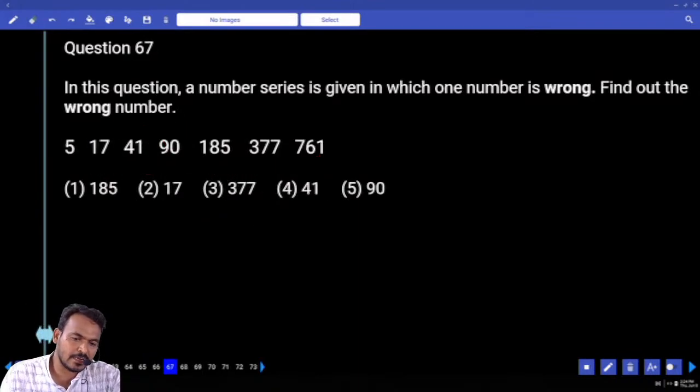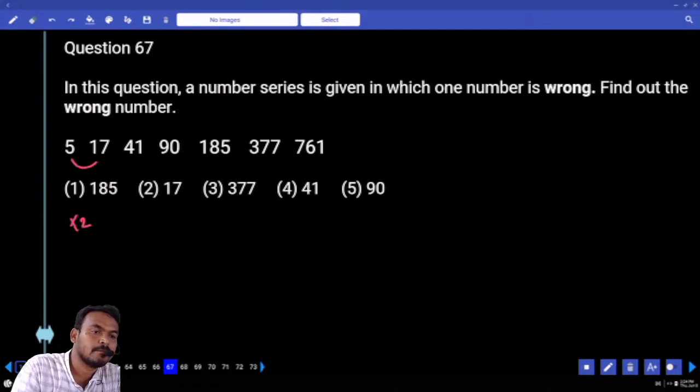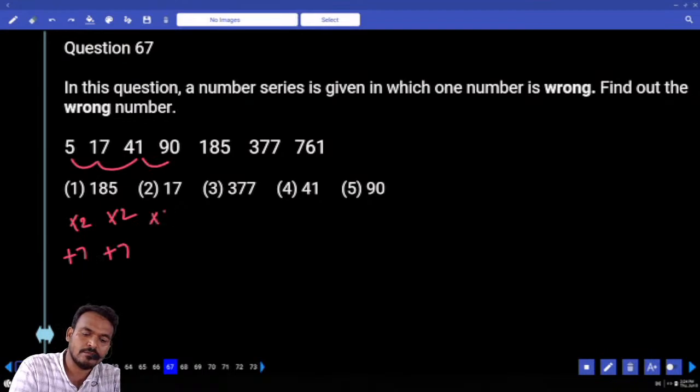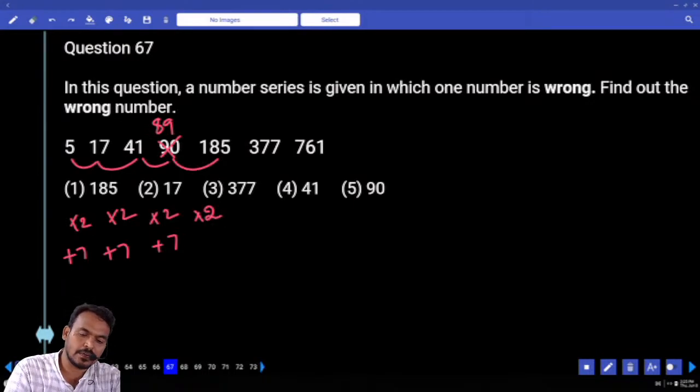5 to 17, 17 to 41. 5 into 2, 10 plus 7, 17. 17 to 41 into 2 plus 7. 41 2s are 82 plus 7 means 89. In place of 89 we written how much? 90. Suppose the next one, 89 2s are how much? 178 plus 7 means 185. Obviously wrong number, 90.